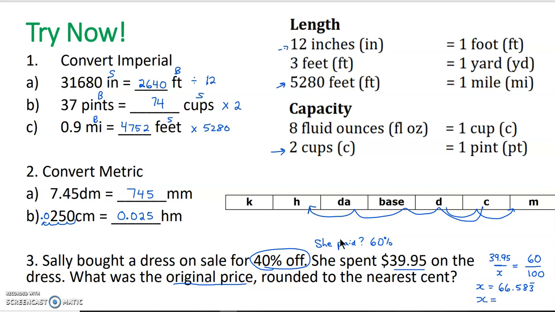So we are going to see that she got a good deal. The original price was $66.58. That 3 repeater is not going to push that 8 cents up to a 9. So the original price, $66.58.